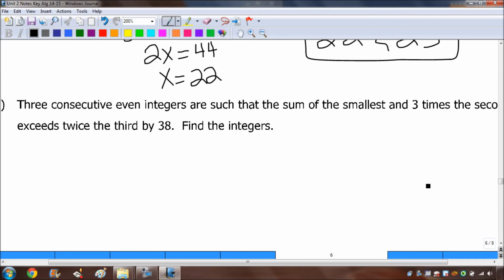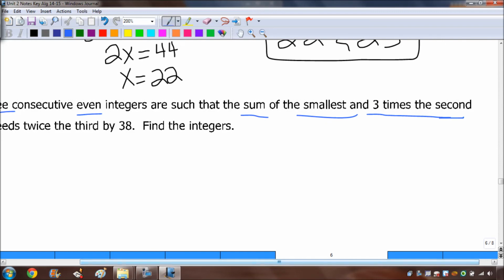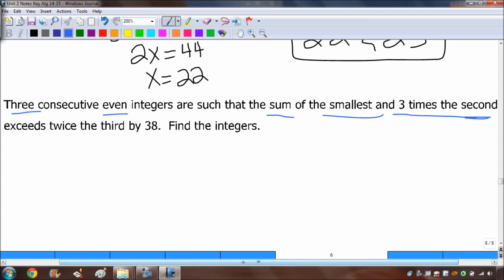All right, last question, number 6. Find 3 consecutive even integers. So we want 3 of them. They have to be even, such that the sum of the smallest and 3 times the second exceeds twice the third by 38. And now we want to find the integers. Do not get scared by all this language. All you have to do is take this little by little, piece by piece. Once you do that, it's super easy.